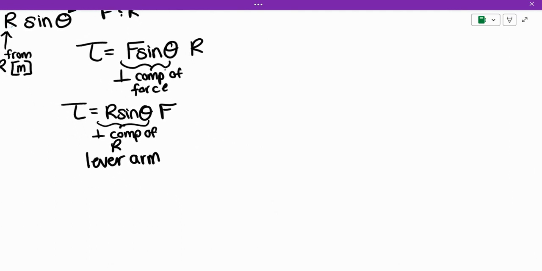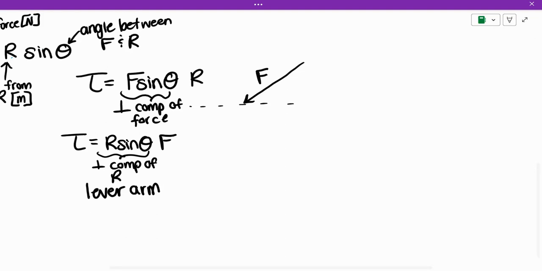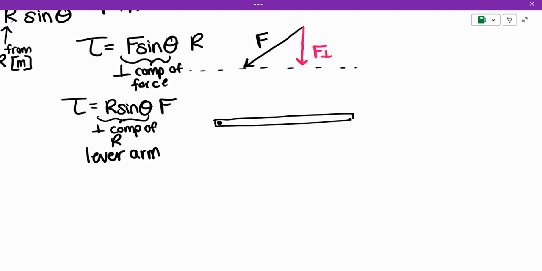The perpendicular component of the force should be relatively easy for you guys to remember or understand. So if I have a force F and this is my R, the perpendicular component would be this component, the force that's perpendicular to the radius. Okay. The lever arm gets a little bit more confusing. So if I have some sort of door and I'm applying a force perpendicular to that door, the perpendicular R is nice and easy. It's just along the axis of the door.